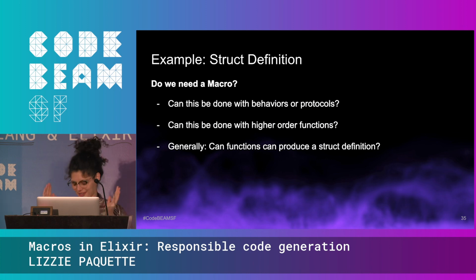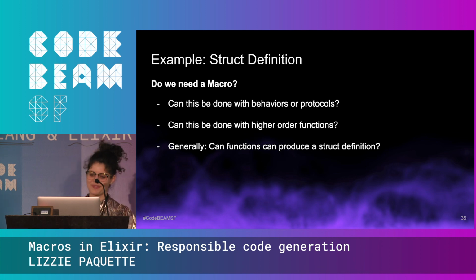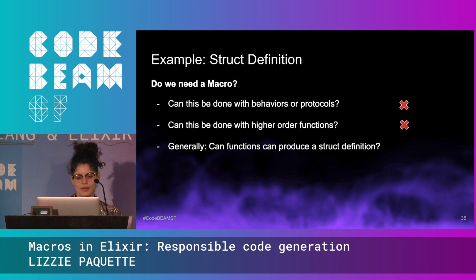So the next question I want you guys to ask yourselves when you're writing macros is, do we need a macro? Can this be done with behaviors and protocols? In this case, no. Can this be done with some clever use of higher order functions? Also, no in this case. And for this case in particular, are there functions that can produce a struct definition? Not to my knowledge in Elixir, right? It has to be done using defstruct, not in a function. So we need a macro.